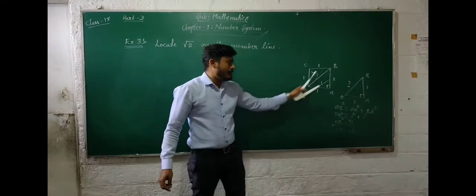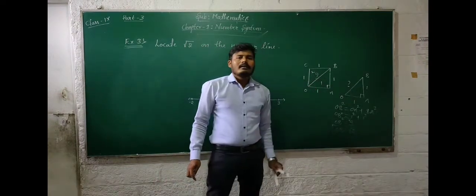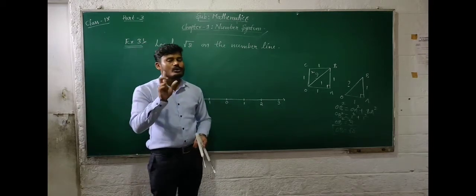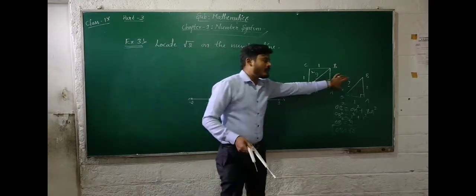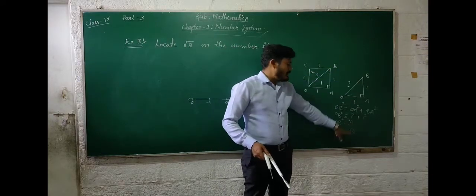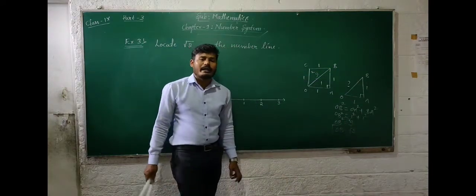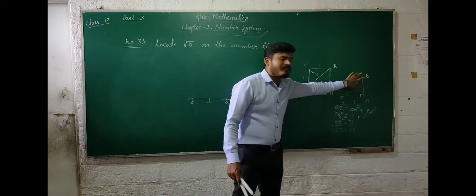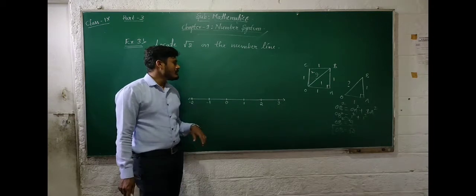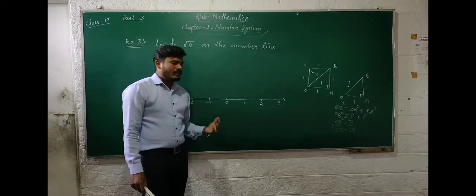So the length OB is equal to the value of root 2. So the length of the hypotenuse in the right angle triangle OAB, OB, is equal to root 2 units. Do you understand? So coming to the number line.